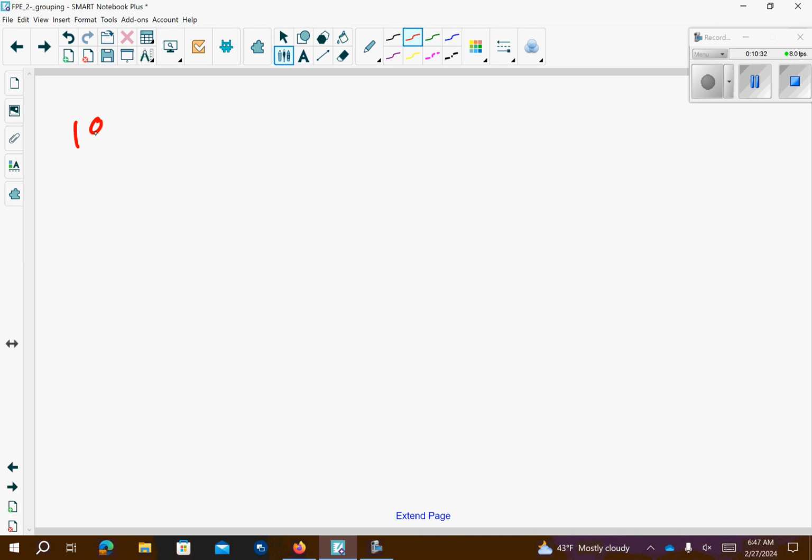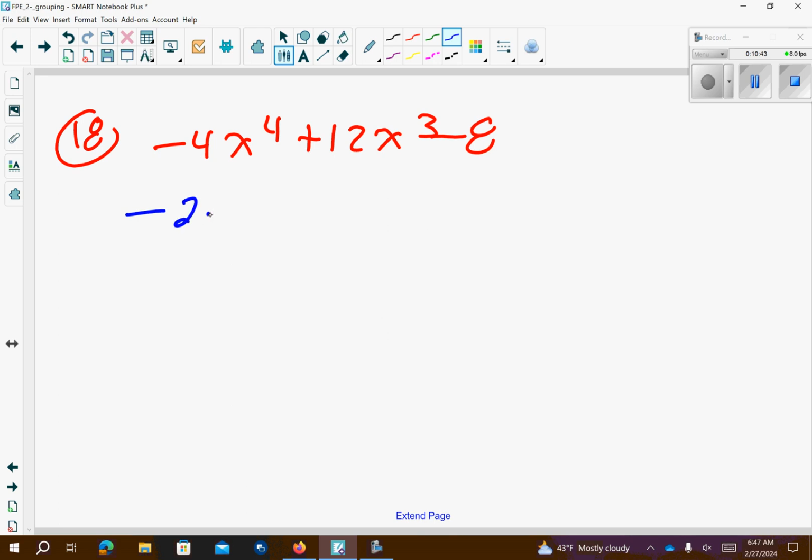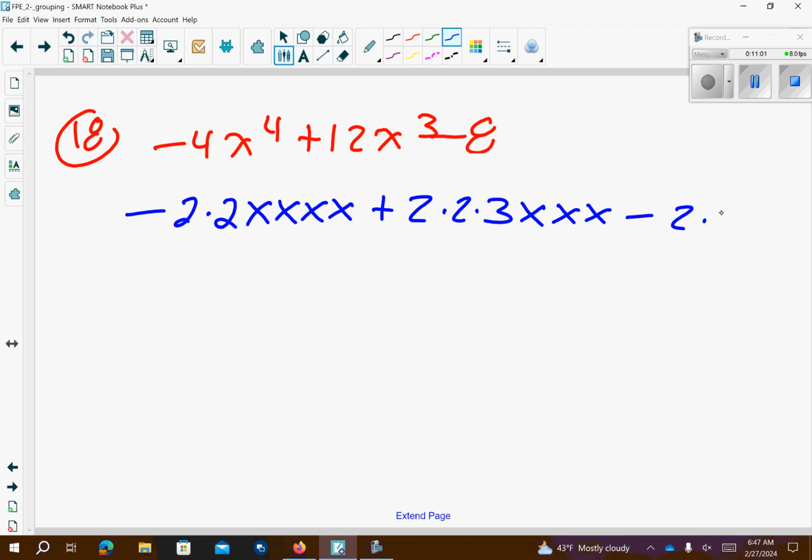Number 18, I'm going to get negative 4x to the fourth plus 12x to the third minus 8. So I have a negative 4, which breaks down to 2 times 2, and then I have x 4 times. 12 breaks down to 2 times 6, and 6 breaks down to 2 times 3, and then I have the x's behind it. And then minus 8. 8 breaks down to 2 times 4, and 4 breaks down to 2 times 2.